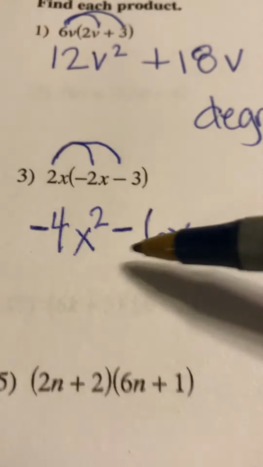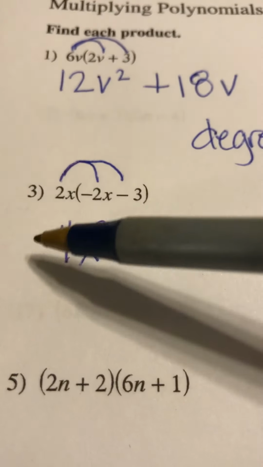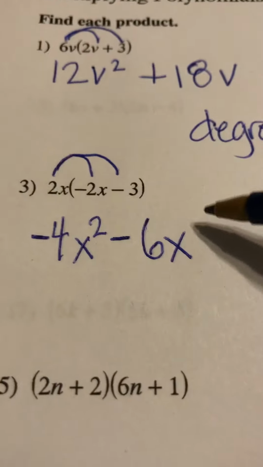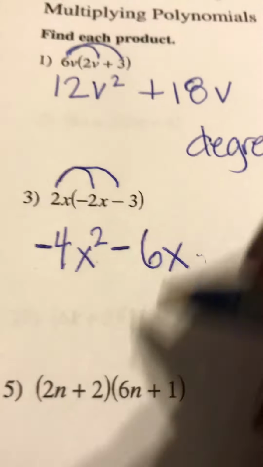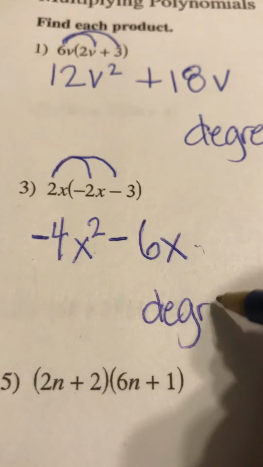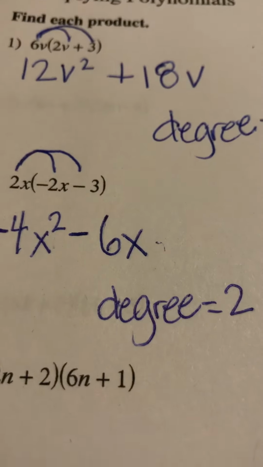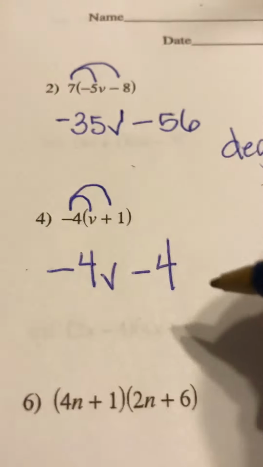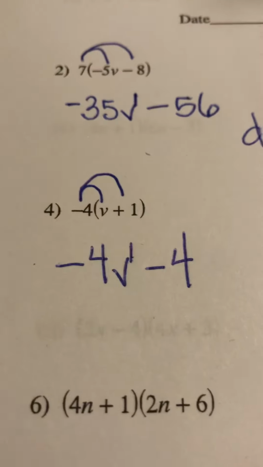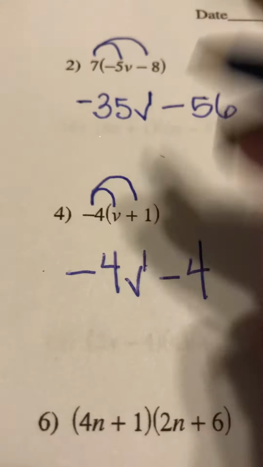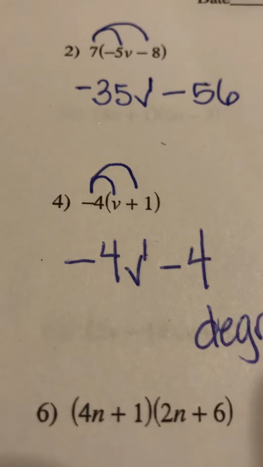In problem number 3, we have a variable with an exponent of 2, so that term's degree would be 2. This one has an exponent of 1. My highest degree is that 2, so the overall degree of this polynomial would be 2. And then in the last one, my only exponent, because my only variable, would be that 1 on that v. Since the highest degree is a 1, the degree of my polynomial is 1.